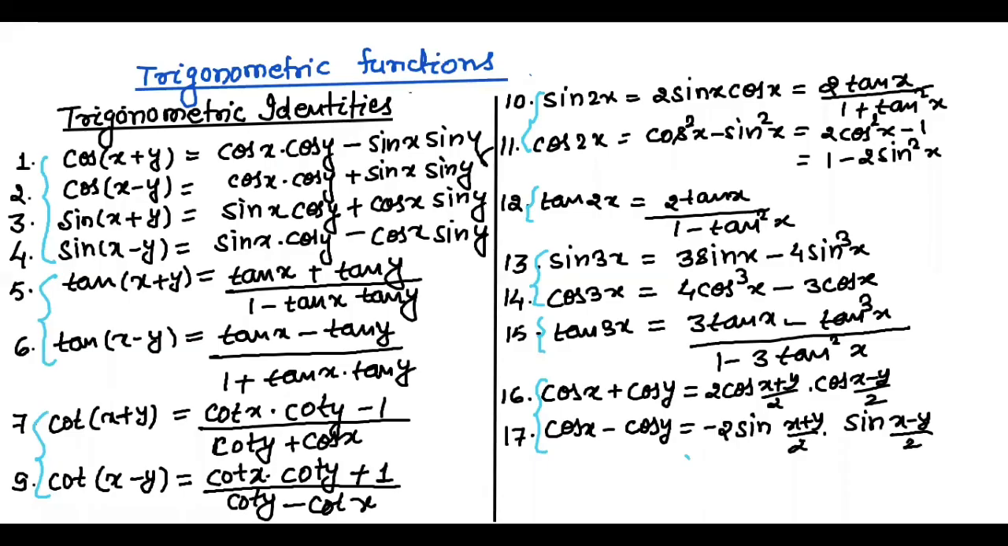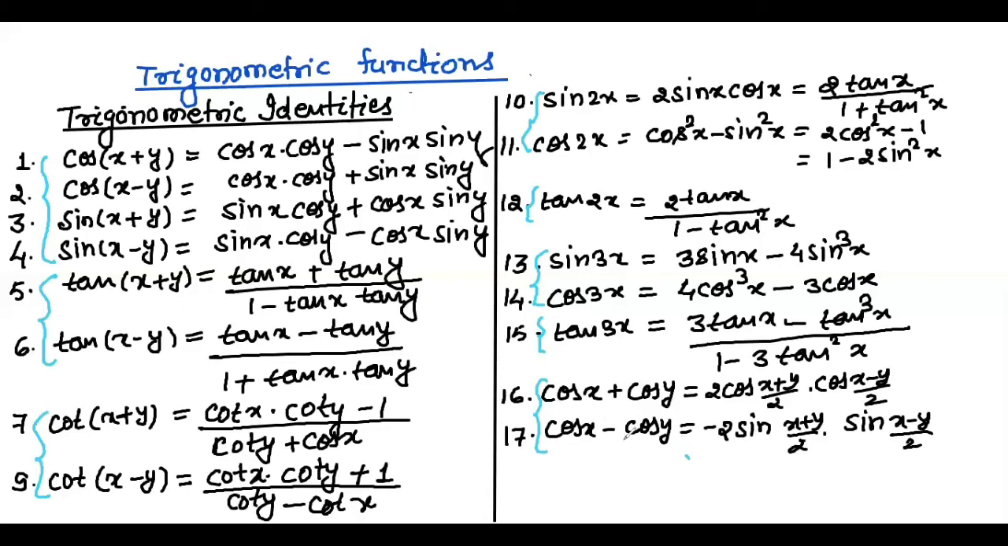So students, we have discussed these identities one by one. So here I have written all identities. You have to remember these identities so that you can use them in the questions. These four are in the same pattern: cos(x+y), cos(x−y), sin(x+y), sin(x−y). Then tan(x+y), tan(x−y), then cot(x+y), cot(x−y). Then sin 2x, cos 2x, and tan 2x. Then sin 3x, cos 3x, tan 3x, then cos x plus cos y, and then cos x minus cos y.